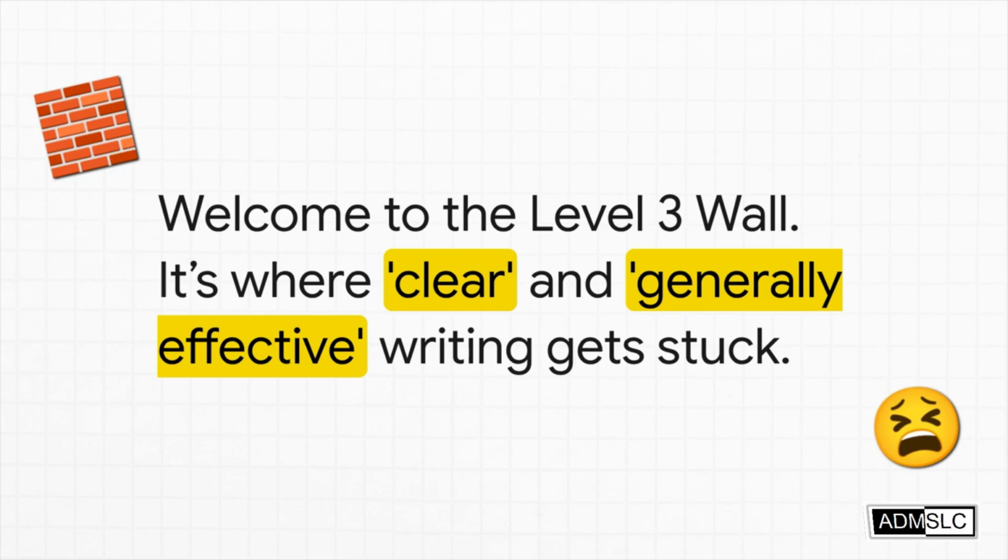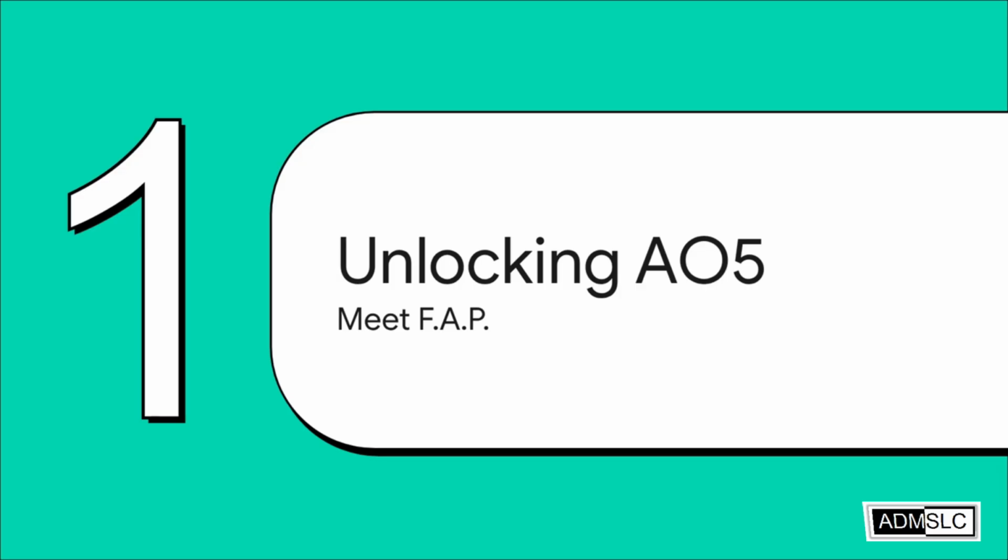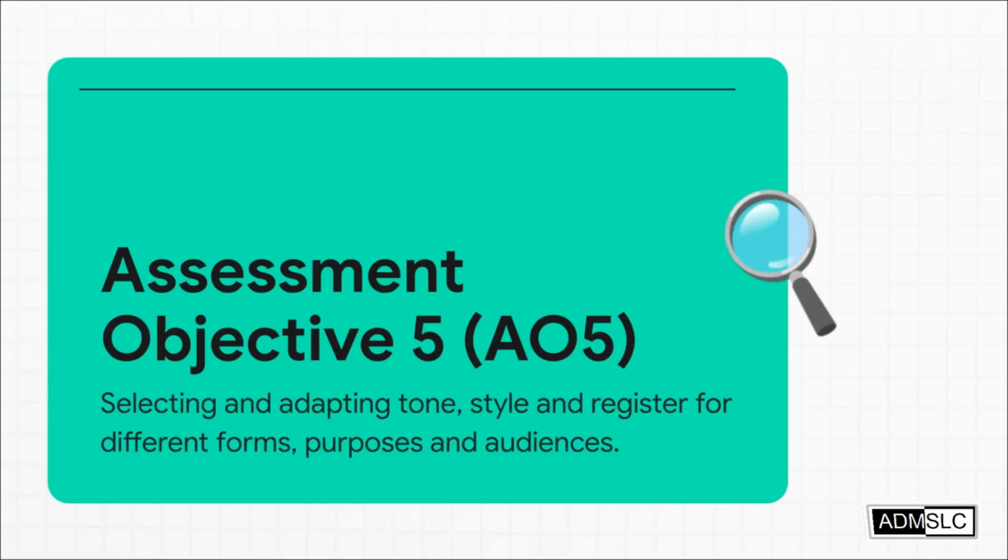The secret to smashing through it isn't just about what you say, but fundamentally about how you say it. Now, the key to unlocking those top marks lies in getting your head around Assessment Objective 5, or AO5. And we're going to break it down with a really simple, memorable tool I want you to remember, FAP. Trust me, this little acronym is going to become your best friend for tackling any Question 5 prompt they throw at you. So, let's look at the official wording from the exam board, because it's really telling.